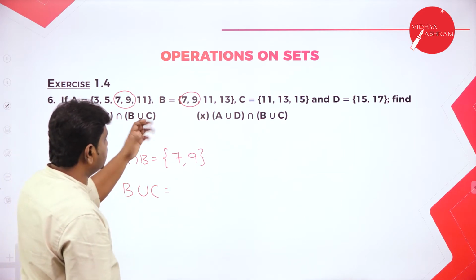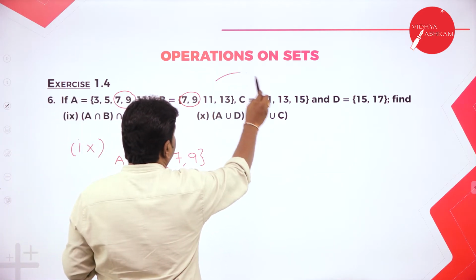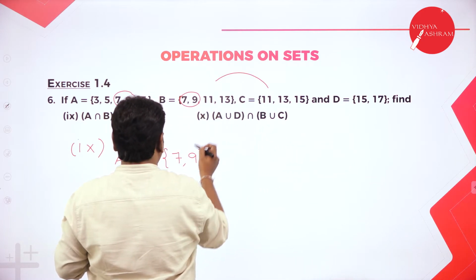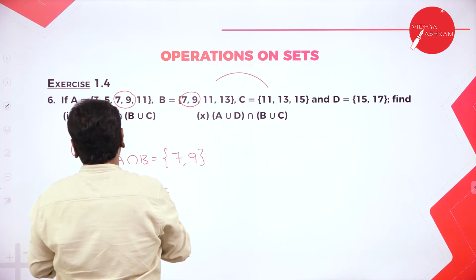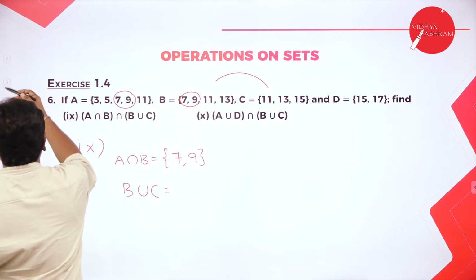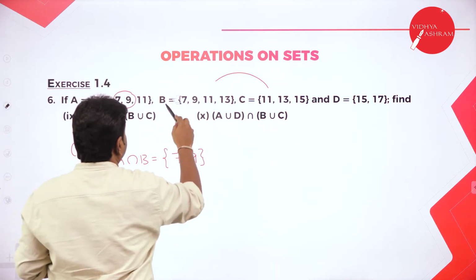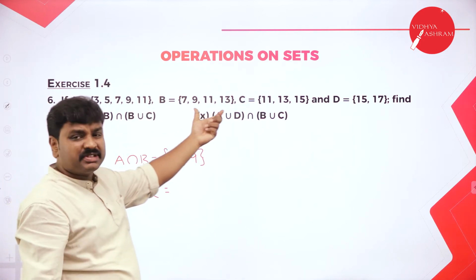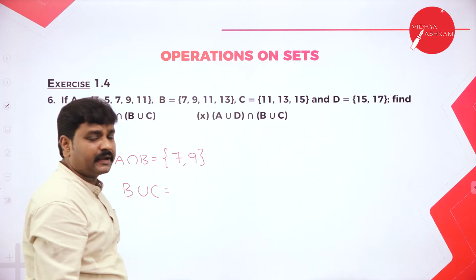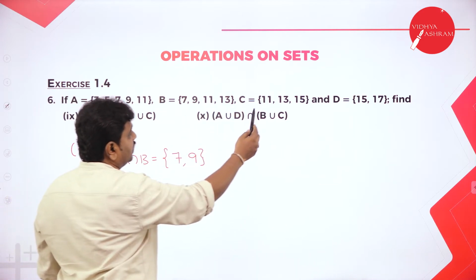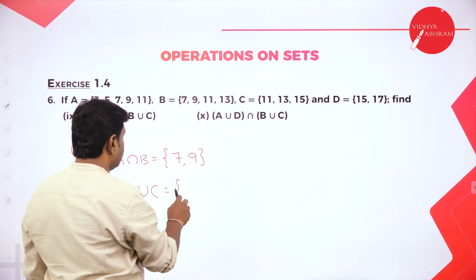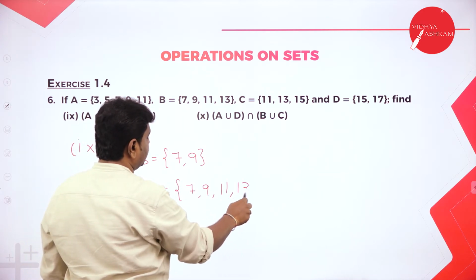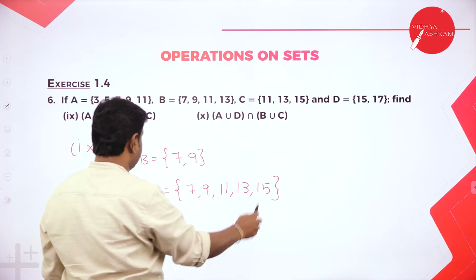Write the elements of B and C. So write the elements of B and C both: 7, 9, 11, 13, 11, 13, 15. Union means what? What is meant by union? It combines. B union C means combine the elements of B and C without repeating. So 7, 9, 11, 13, 11, 13, 15 becomes B union C is 7, 9, 11, 13, 15. This is B union C.